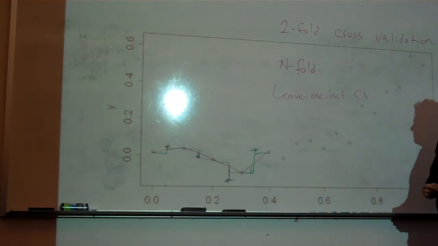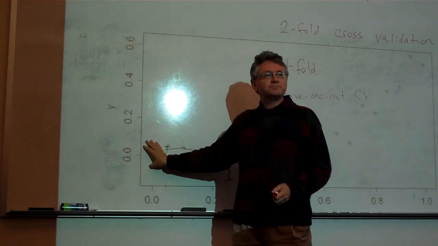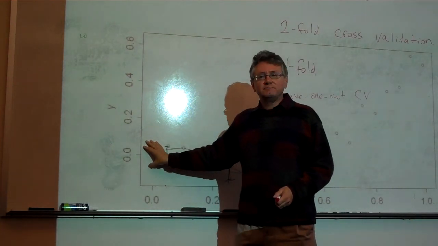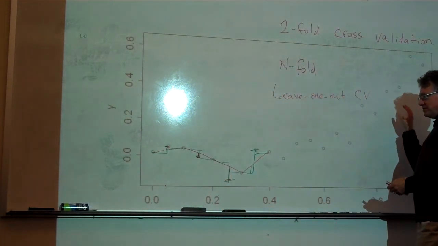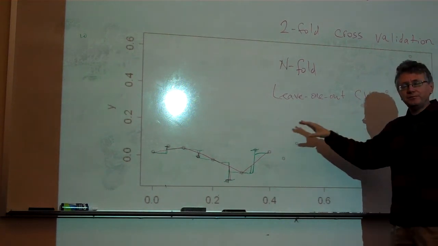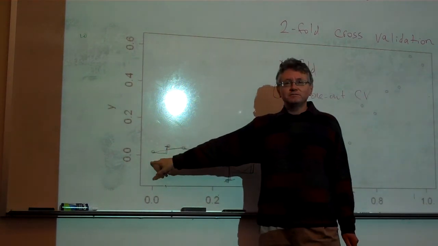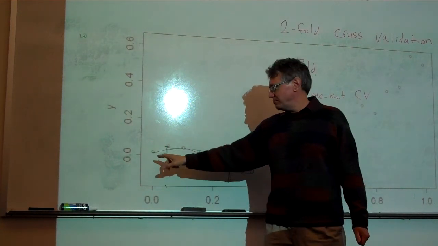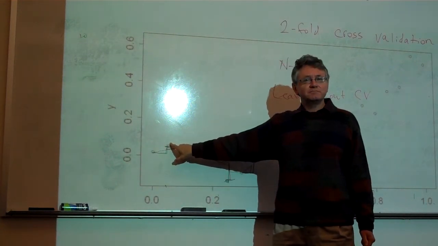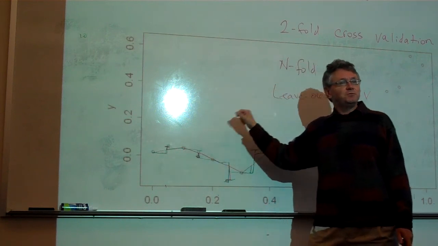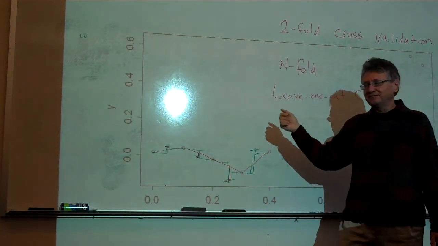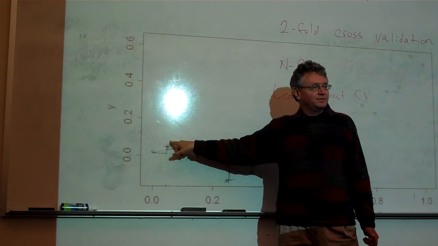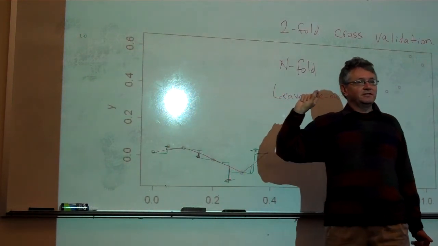Says, let's go through, let's take out the first point, fit the interpolation model with all the other points, and predict that first point, and record the prediction error. Then put that point back in, take out the second point. Fit a new interpolation model, predict the value at that point, record the prediction.